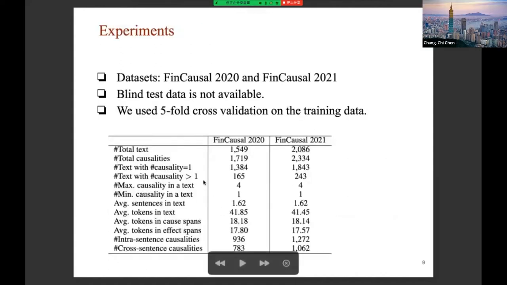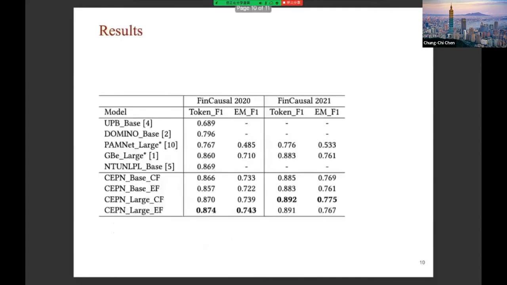For the experiment, we use the FinCausal 2020 datasets. Their blind test data is not available, so we use 5-fold cross validation on the training data and report the average numbers. These are the statistics of the datasets, and you can see the average length of the text is quite long, around 40 tokens. The cause and effect span averages are 18 and 17 tokens, and they have inter-sentence causalities, so causalities may be part of two different sentences.